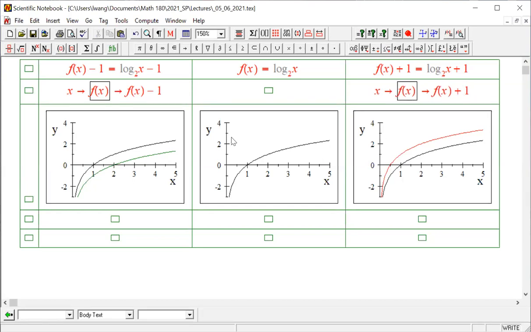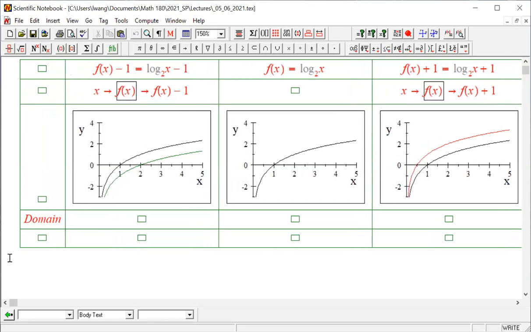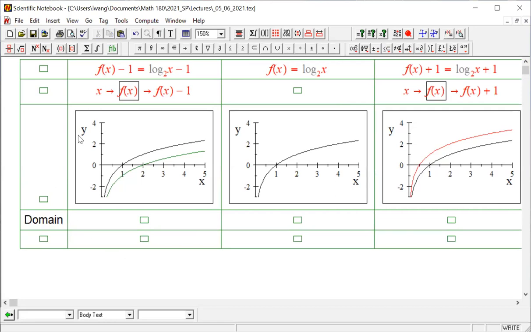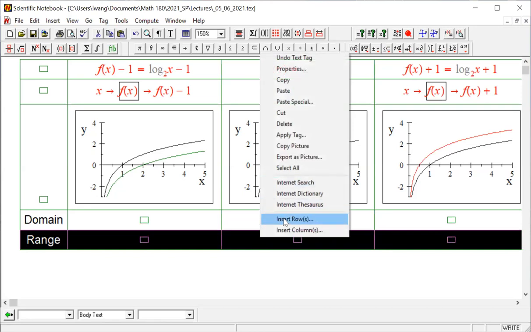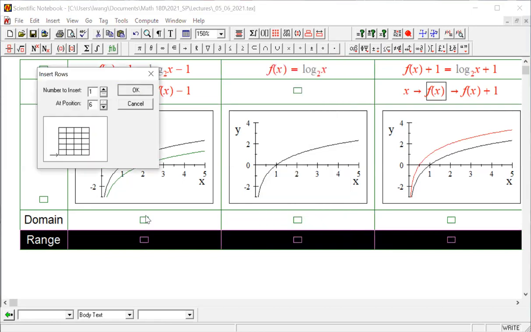Now, let's look at some other features. Number one is domain. What is a domain? And what is a range? And the other features, such as asymptotes.